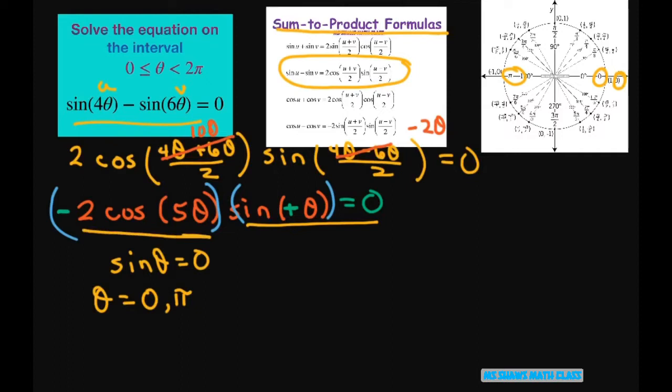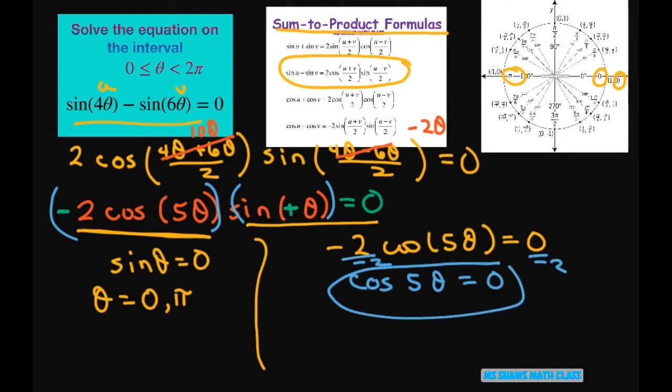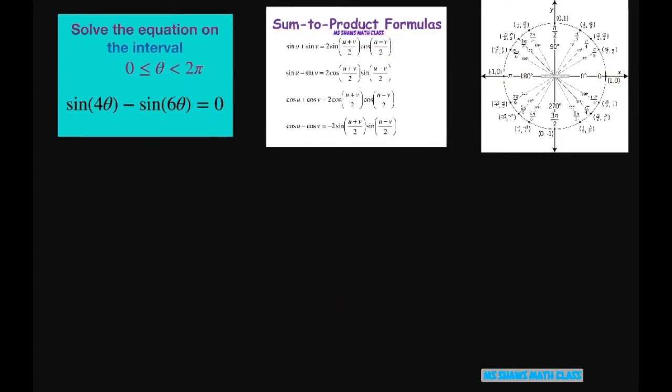This one's more of the problem one. So basically, before we get started, if I have negative 2 cosine of 5 theta and set that to 0, if I divide both sides by negative 2, I have cosine of 5 theta equals 0. You just divide both sides by negative 2. So basically, we're dealing with this. All right, so let's get started on that one. We have cosine of 5 theta equals 0.